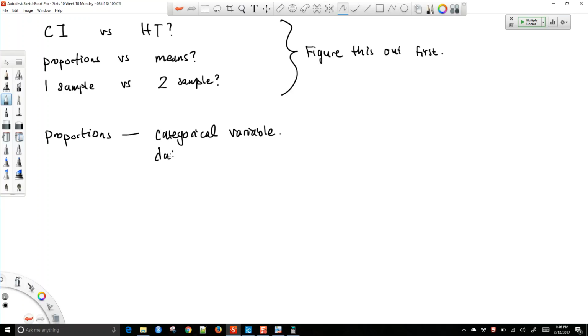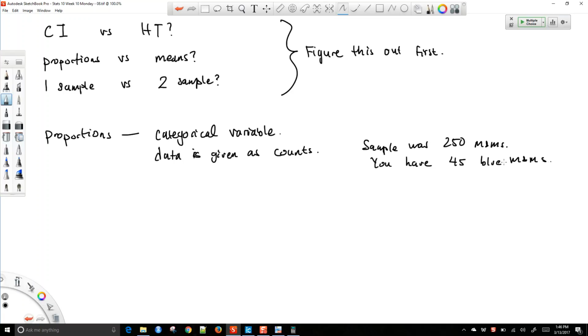The data is given as counts. So it'll be something like, your sample was 250 M&Ms, and you have 45 blue M&Ms, okay? In this case, your data is provided as a count. This is a count. Okay, so data is given as counts.